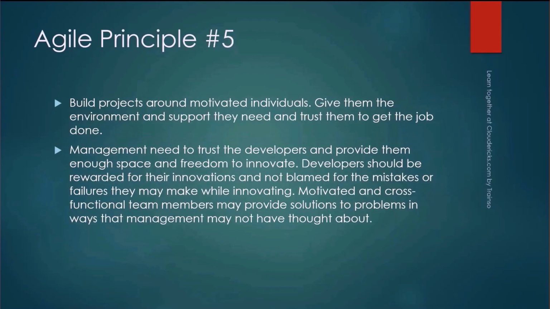Agile principle number 5, build projects around motivated individuals, give them the environment and support they need, and trust them to get the job done. Management needs to trust the developers and provide them enough space and freedom to innovate. Developers should be rewarded for their innovations and not blamed for mistakes or failures that they may make while innovating. So if you want to try out something, you should have that environment and freedom to try it out.